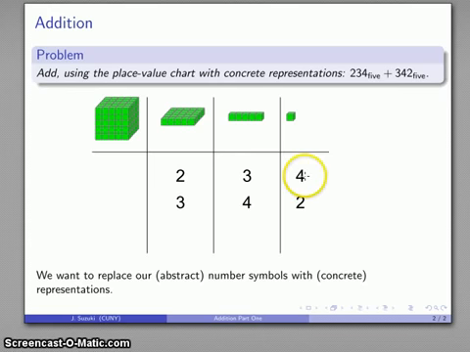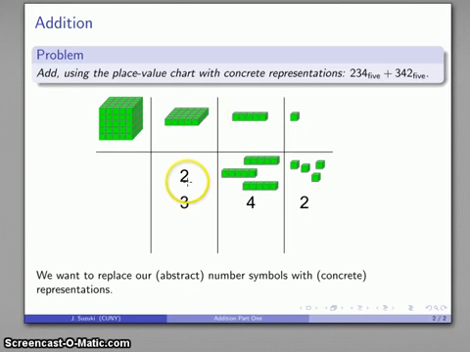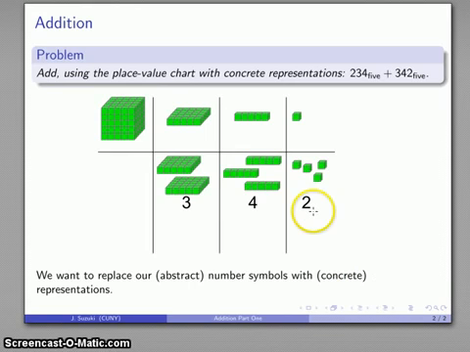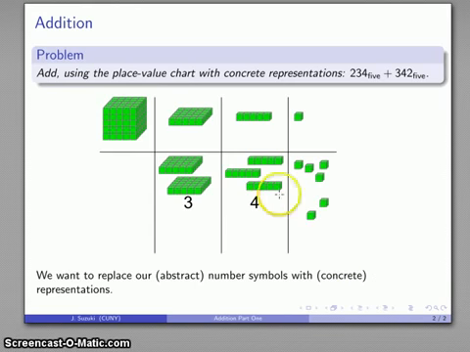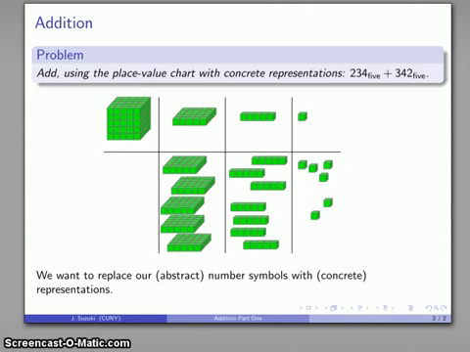So here I have 4 of these things. So rather than writing 4, I'll write down 4 of these little squares. I have 3 of these, and I have 2 of these. Likewise, I have 2 of these, 4 of these, 3 of these, and there's my concrete representation of the sum 2, 3, 4 base 5 plus 3, 4, 2 base 5, and, well, now I can use the set definition.